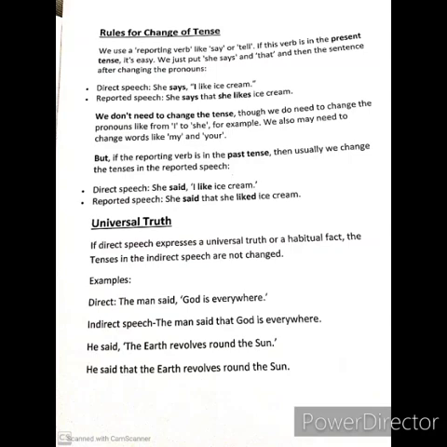Universal truth, I have mentioned, if direct speech expresses a universal truth or habitual action, the tenses in the indirect speech are not changed. Examples, the man said God is everywhere. It is a universal truth, so we will not change. The man said that God is everywhere. The earth revolves round the sun. He said that the earth revolves round the sun. So in my next video, there will be the continuation of tense, how the tense is getting changed.